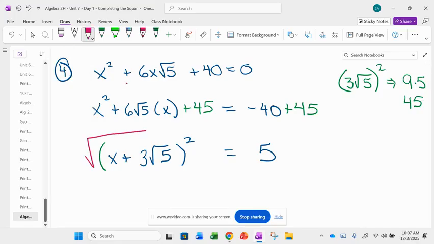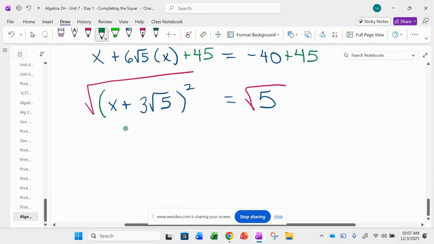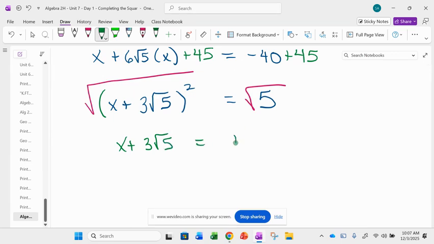Now to undo a square, we're going to take that square root. So I have x plus 3 root 5 equals plus or minus root 5. Our next step is to subtract that 3 root 5. So x equals negative 3 root 5 plus or minus root 5. Can I leave it like this? No, because they're like terms.